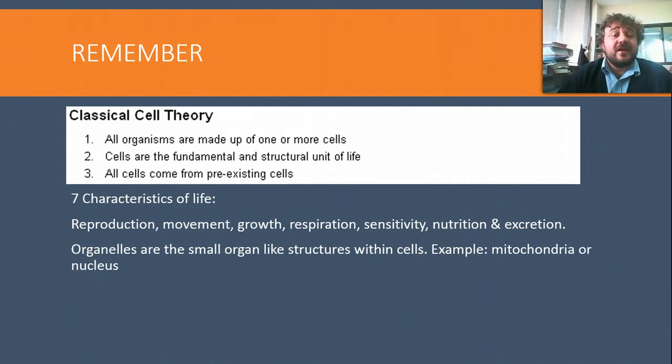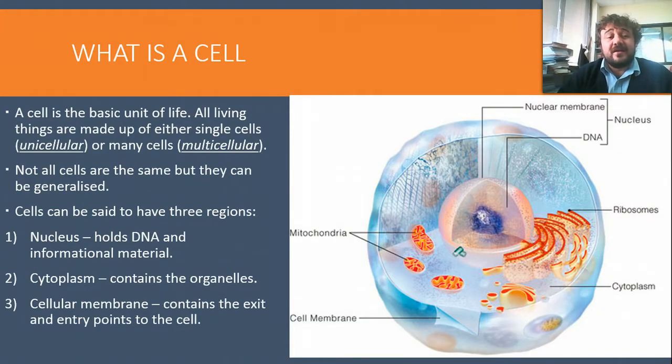Also, we have organelles, and organelles are small organ-like structures that exist within cells. We've seen these before, so stuff like the mitochondria or the nucleus. Okay, so what is a cell? Basically, it's the basic building block of life, and everything's made up of cells. You can either be unicellular, so you are just a single cell, or you can be made up of many cells, so you can be multicellular. Not all cells are the same, but they can be generalized. This is roughly what a cell is.